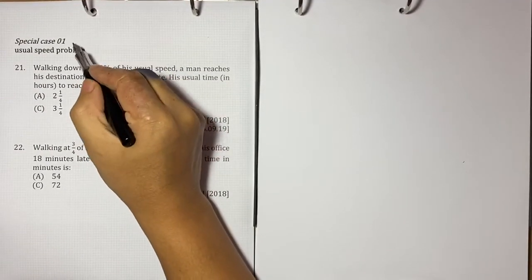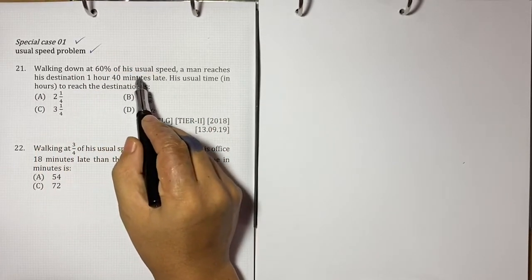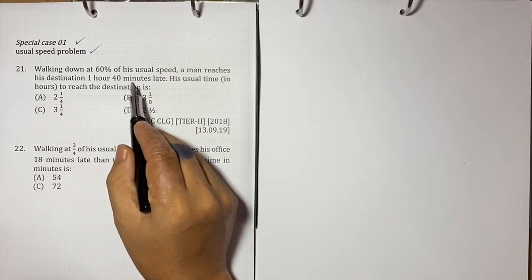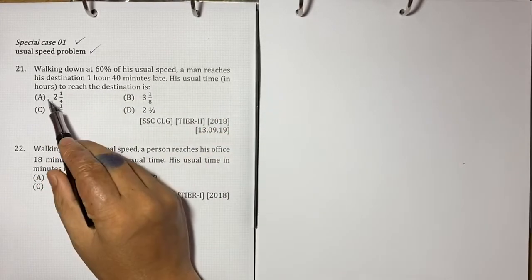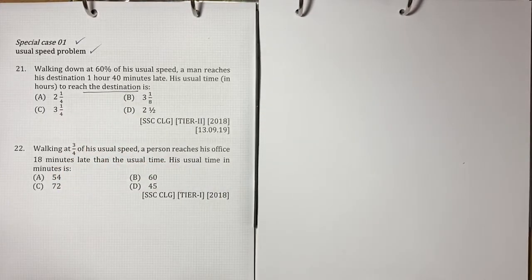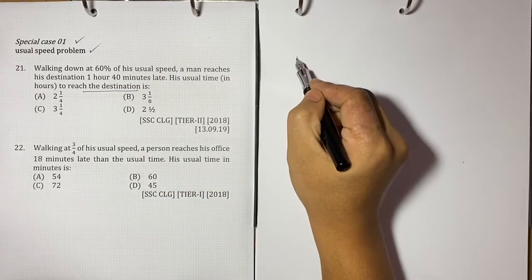Twice same distance, special case usual speed problem. Walking at 60% of his usual speed, a man reached his destination 1 hour 40 minutes late. His usual time in hours to reach the destination is? This is a same distance problem.